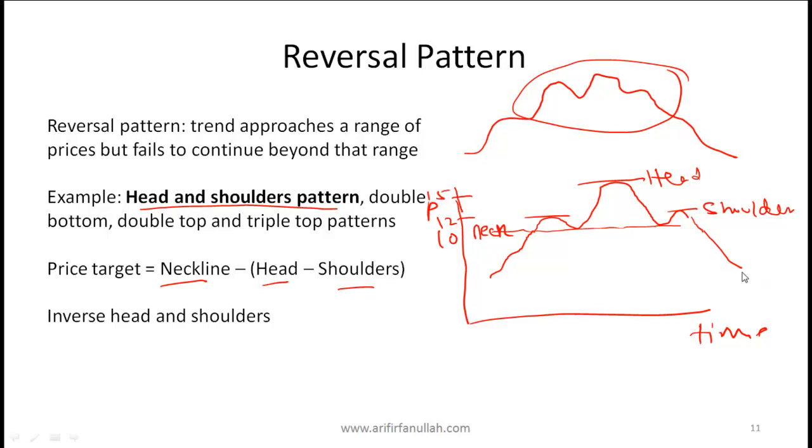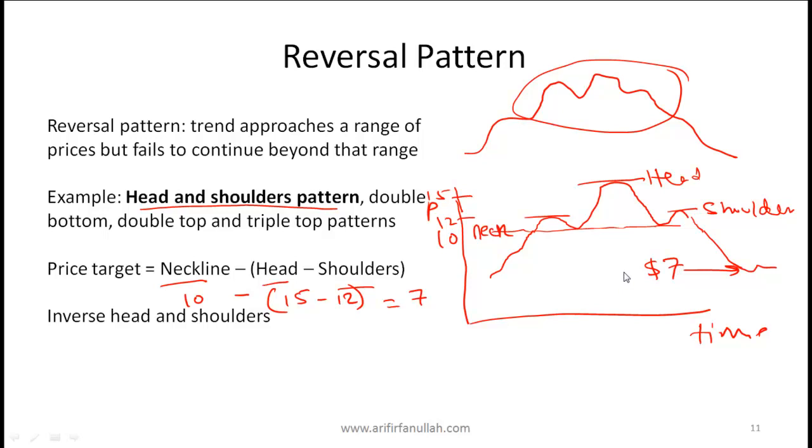Then the price target. This is a reversal pattern, which means that the stock price will go down. So the price target would be the neckline, which is 10, minus the head minus shoulder. So head is 15, shoulder is 12. So 10 minus 3 is equal to 7. So we are saying that the new target is $7.